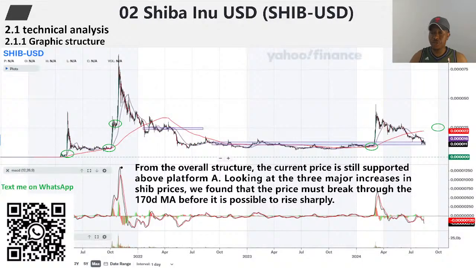So you can see that the chart is showing a history of high volatility with significant spikes, also followed by long periods of consolidation. So that's just, you see there, volatility, spikes, and followed by long periods of consolidation. So you can see that on the chart right here.